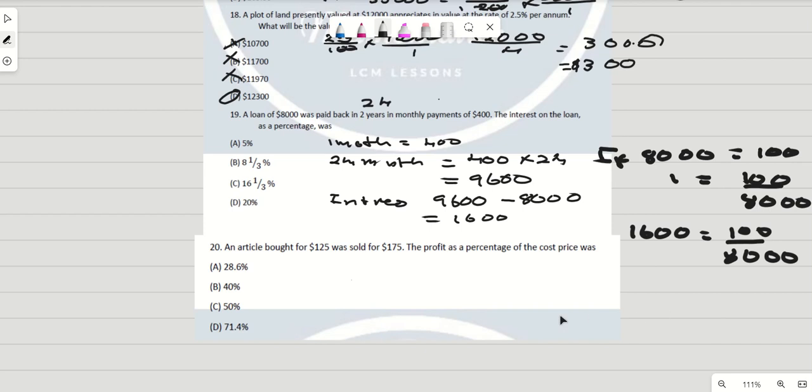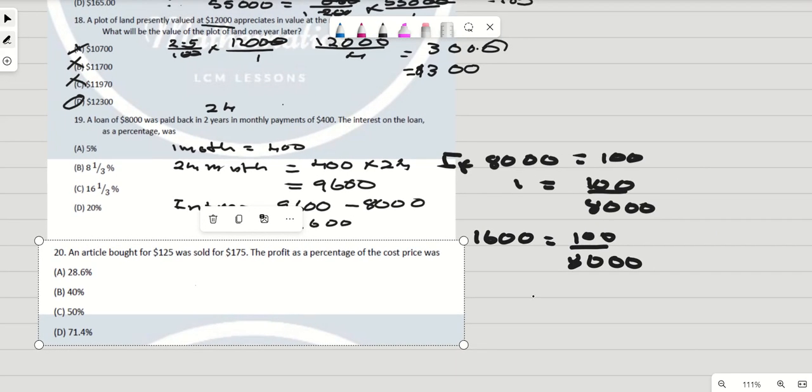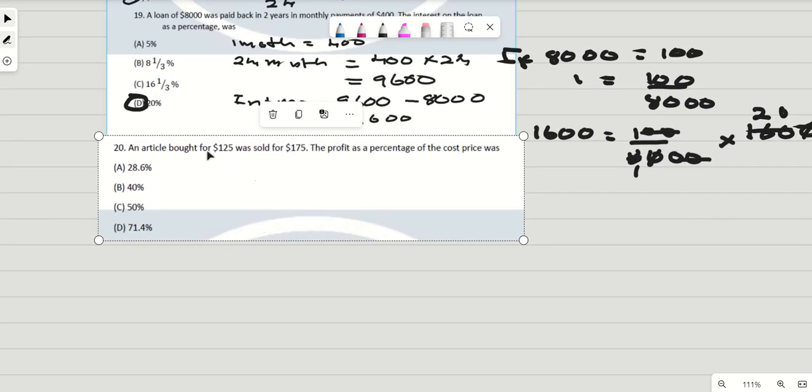Right? Let's just go to the side here. Multiply by 1,600. Cross out this, cross out this, cross out this, cross out this. 8 into 8, 1. 8 into 16 is 2, 0. So the answer again is 20%. Right? This question and the next one, we did as well.